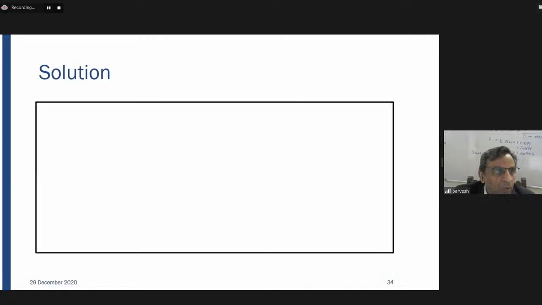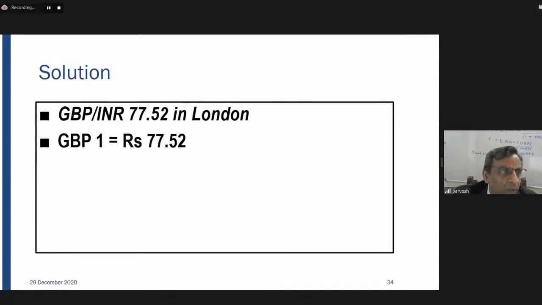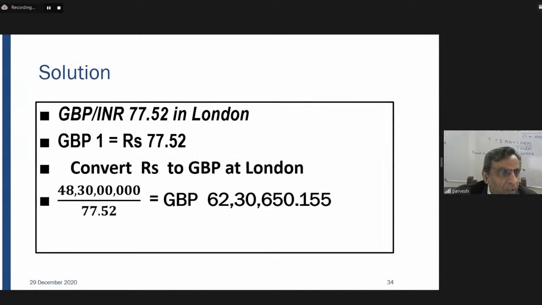Then he will go and convert that into pounds. When he converts his 48 crore 30 lakh rupees into pounds, he will have 62 lakh 30,000 odd pounds with him. So these are the pounds he has got.